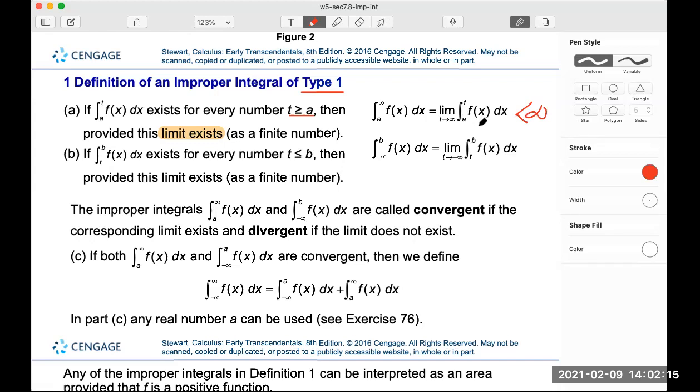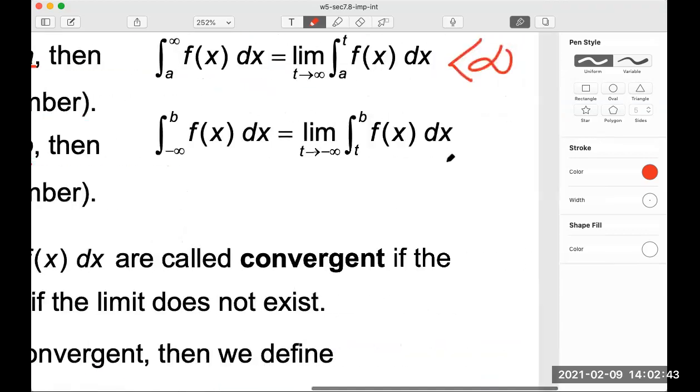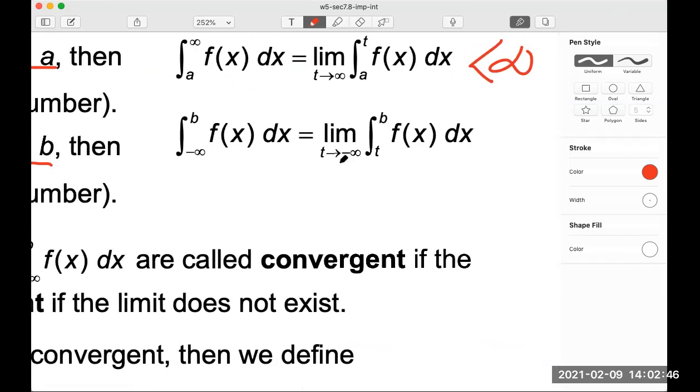In mathematical notation, we can write it this way. If t is the lower limit, then t is smaller than b, suppose. Then the integration from negative infinity to b of f(x) dx will be defined as the limit, as t approaches negative infinity, of the integral from t to b of f(x) dx. Okay, this is the definition.